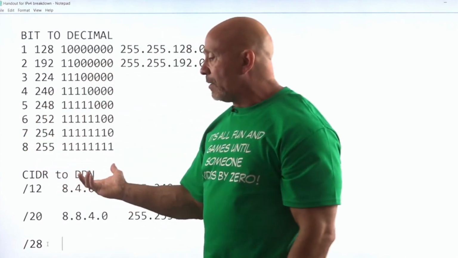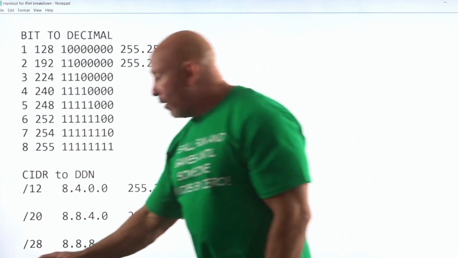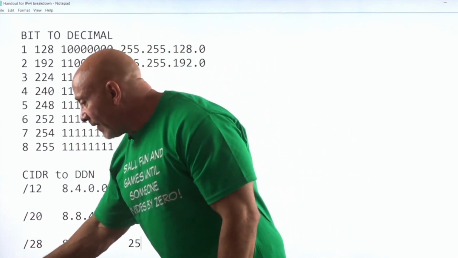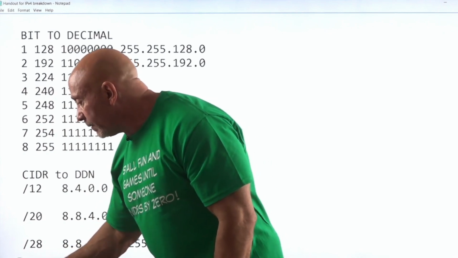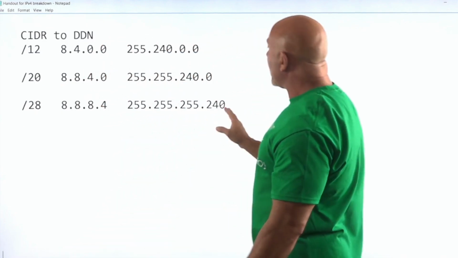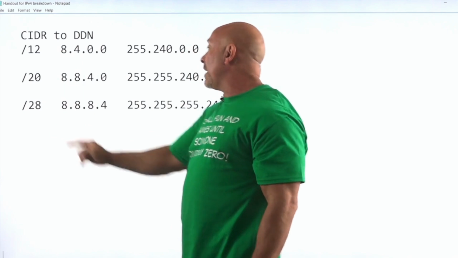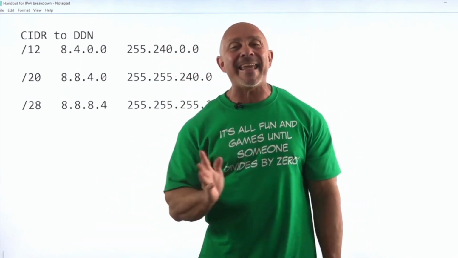Then /28. Same thing. 8 bits on, 8 bits on, 8 bits on. That's 24. 4 more bits, that's 28. So what does that mean? 255.255.255.240. Let's bring this all the way to the top here so you can see it. What is it that you're noticing? They're all 240s. That's why Cisco loves this. Why? Because they all increment by 16.